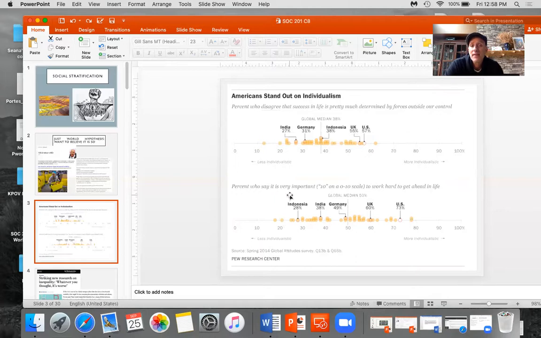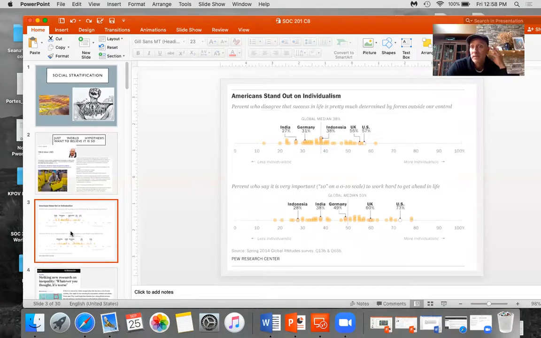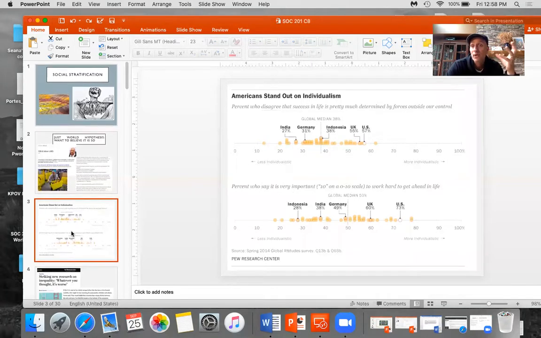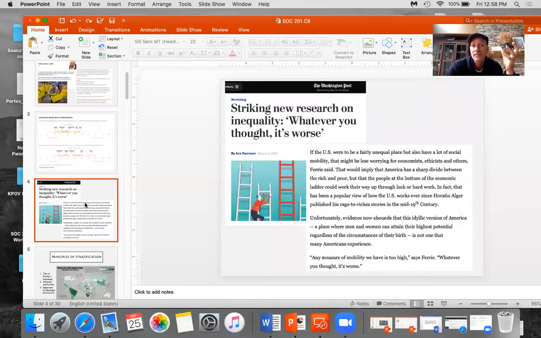For people who say that it's very important to work hard to get ahead, we're on that end of it's hard work and dedication. So I think it's important to recognize that our cultural values put us in that place about rugged individualism, hard work, dedication. The just world hypothesis is going to fit more for us.